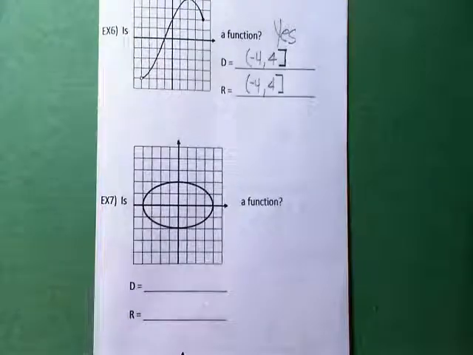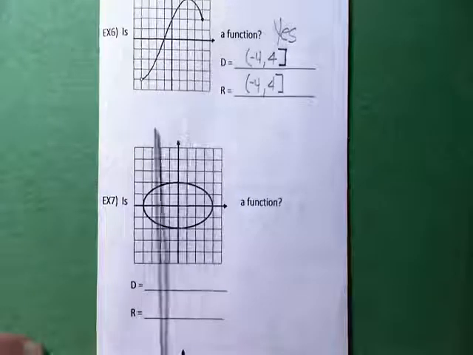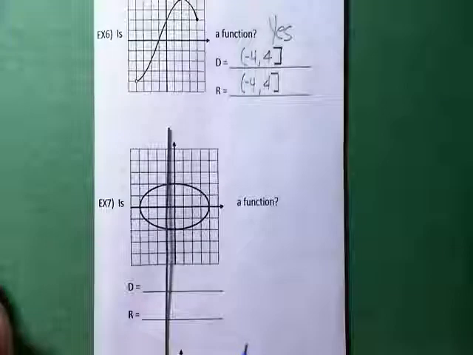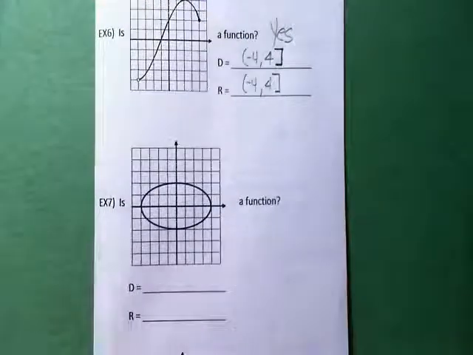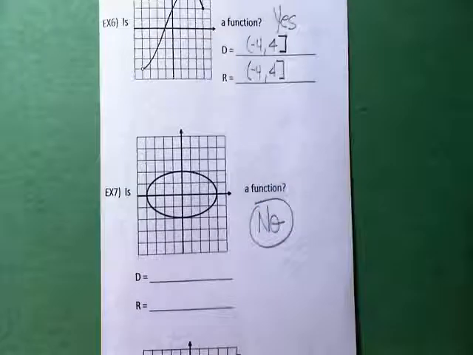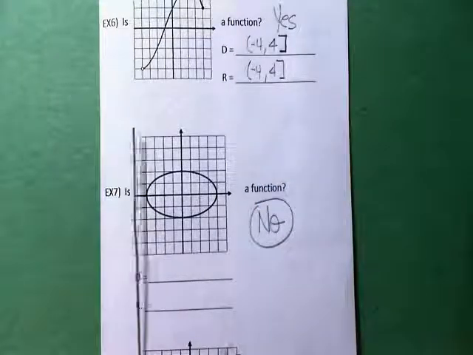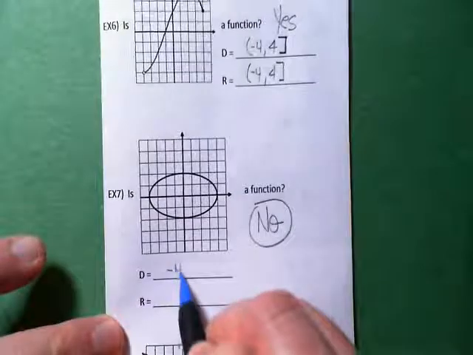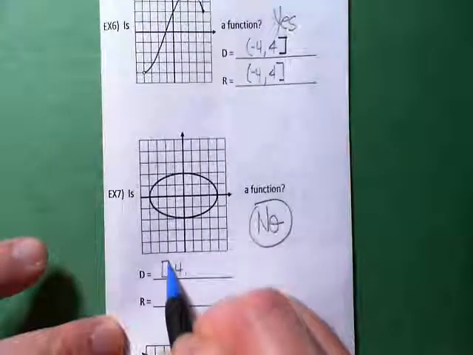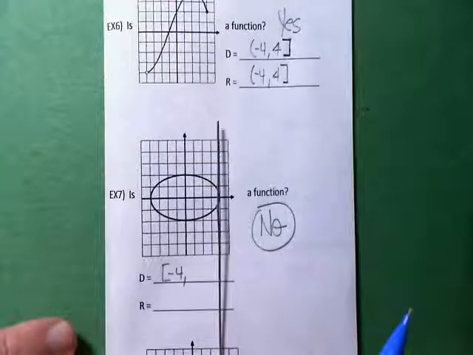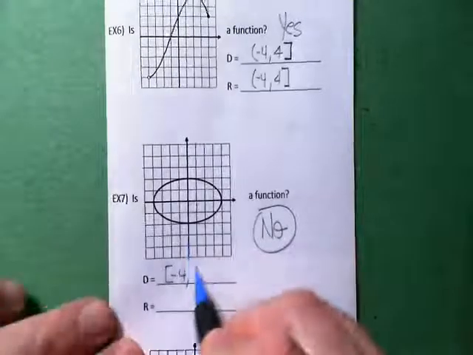Is this a function? Well, if you notice, if I put my pencil there, I'm touching 2 points at the same time, so that's an indicator that that's not a function. The domain, from left to right, the first place I touch is at -4, and because it's a solid line, I'm going to put a bracket. And as I move from left to right, the last place I touch is at +4.